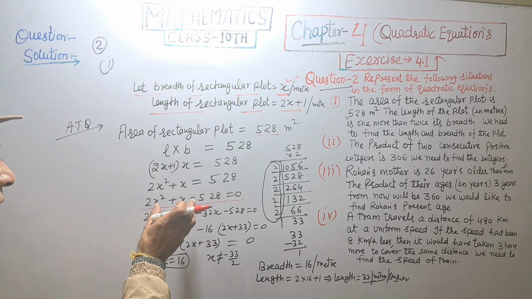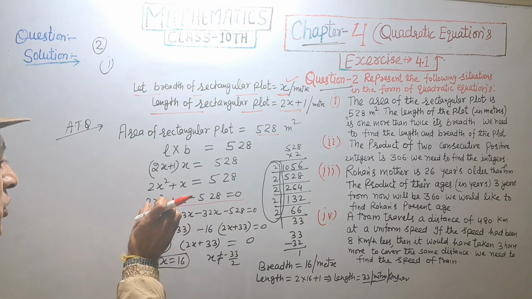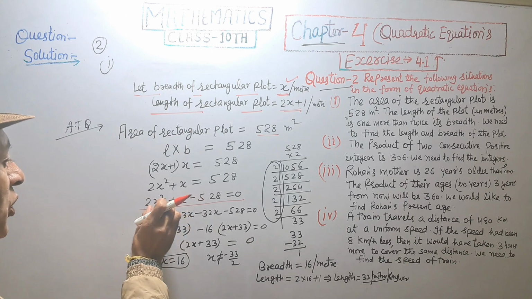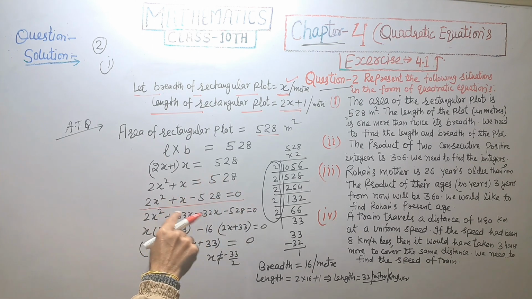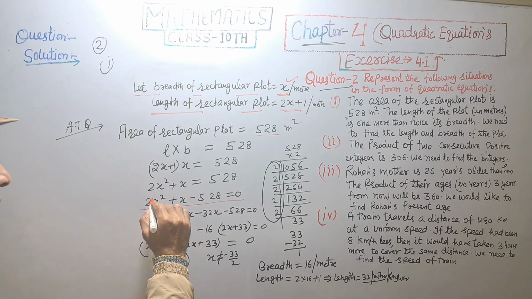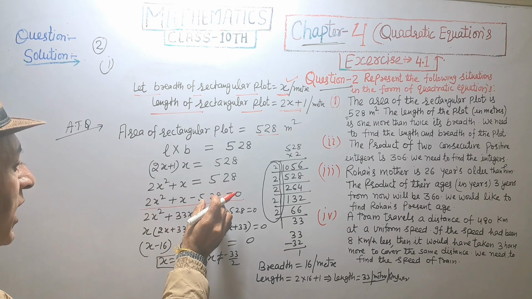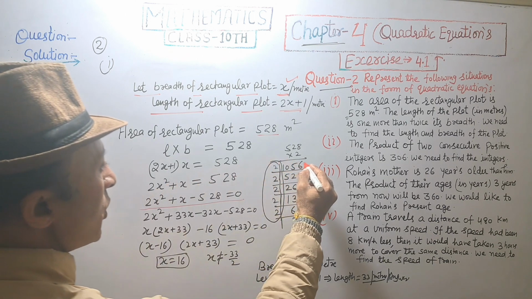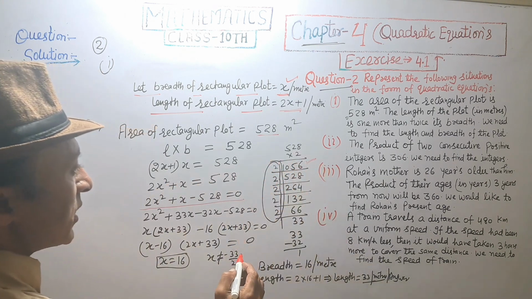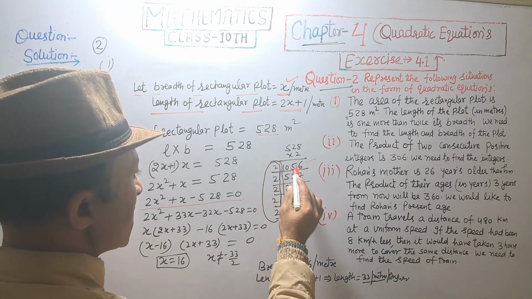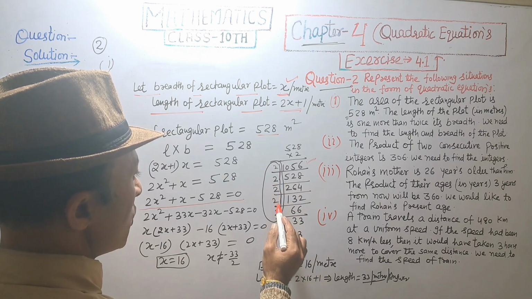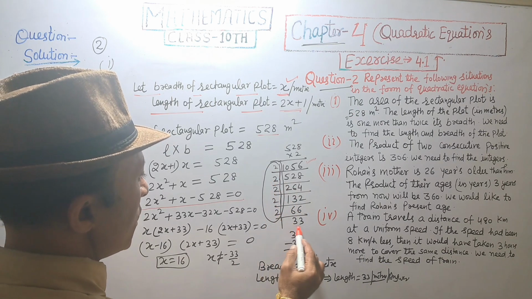We find the factors of the quadratic equation 2x square plus x minus 528 equal to 0. Splitting the middle term: first, the product of the first and last terms, 528 and 2, is equal to 1056, and the prime factorization of 1056 is 2 into 2 into 2 into 2 into 2 into 33.